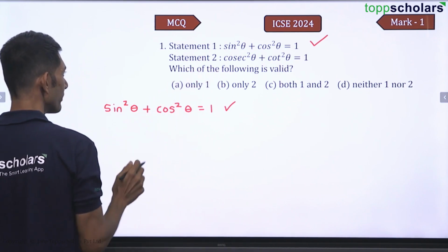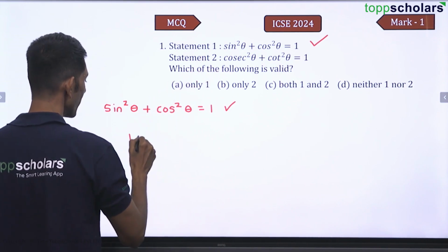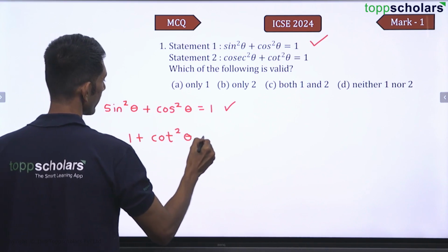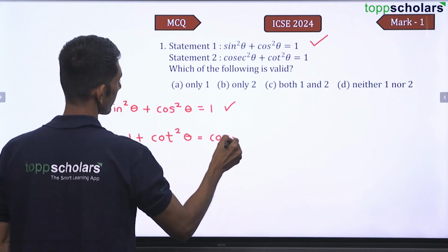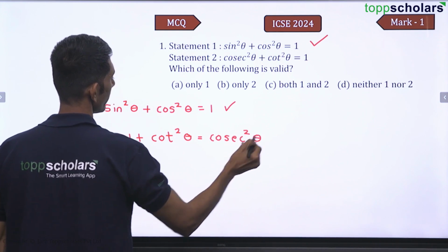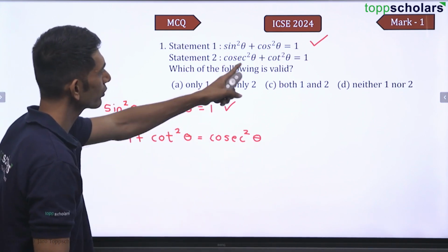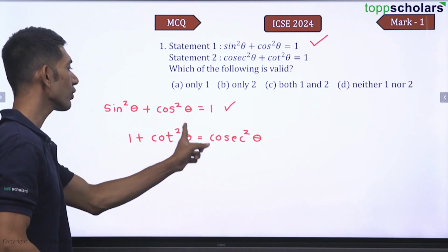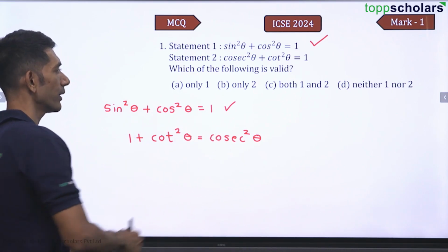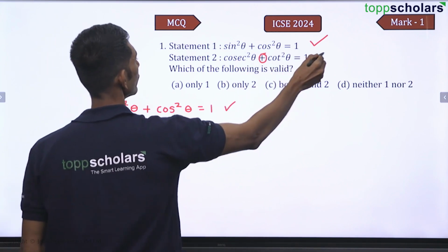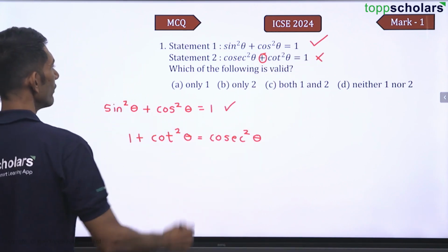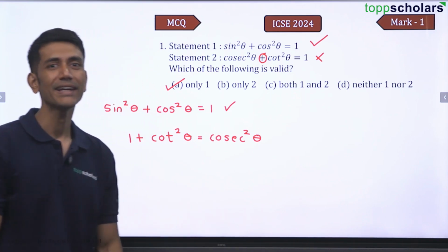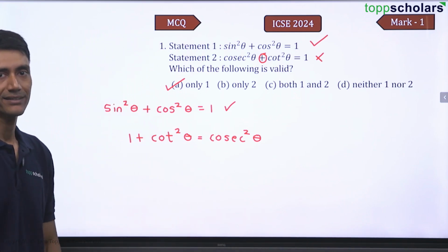But what is the relation between cosec and cot? We know that 1 plus cot square is cosec square. So definitely cosec square plus cot square is never 1. Cosec square minus cot square is 1. This should have been minus, so this is false. So obviously only statement 1 is true. Easy question. Only identity we needed there, and we have applied that. Right?